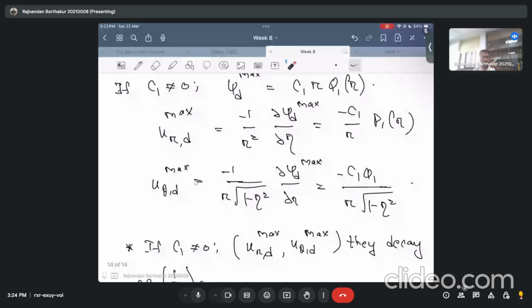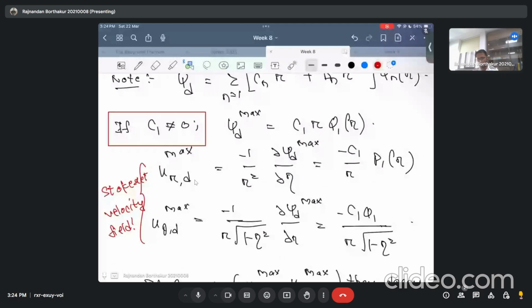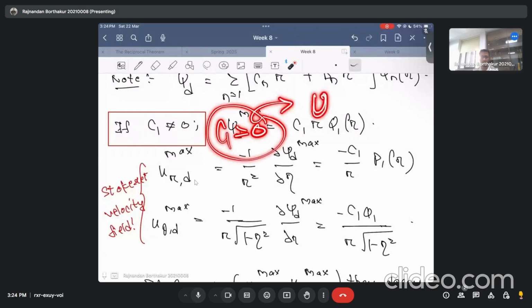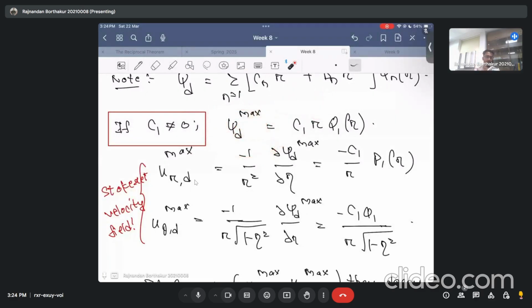Okay, but we will see later on that for a force-free particle, that is, if the net force on the particle is 0, then this C1 has to be equal to 0, and this comes as a constraint which gives me the value of U, and we will see this by theorem. Okay, but then you can say that if I have a force-free particle, then the Stokes-Slade velocity field is 0, simply because C1 is equal to 0. That is true for a force-free particle.